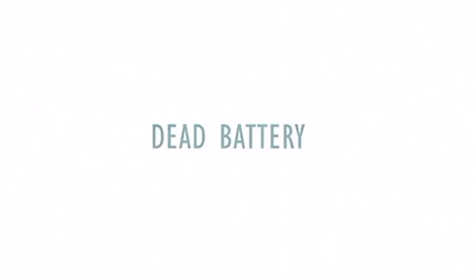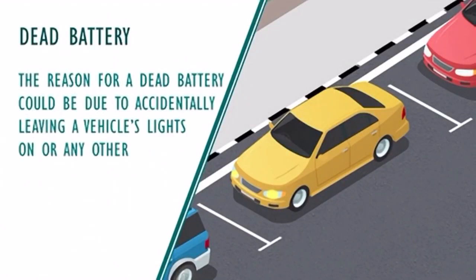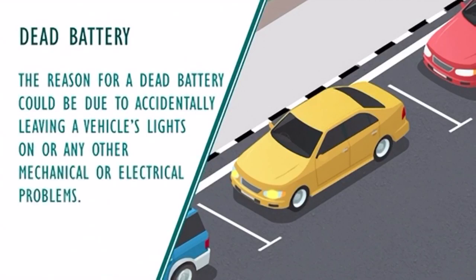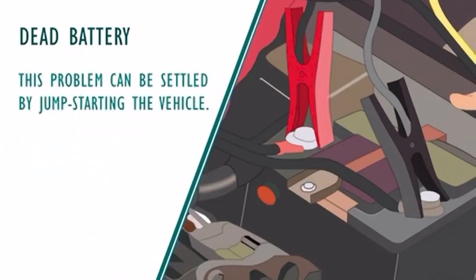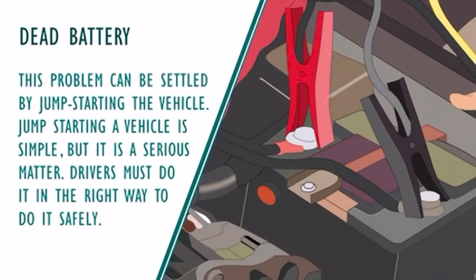Dead battery. The reason for a dead battery could be due to accidentally leaving a vehicle's lights on or any other mechanical or electrical problems. This problem can be settled by jump-starting the vehicle. Jump-starting a vehicle is simple, but it is a serious matter. Drivers must do it in the right way to do it safely.